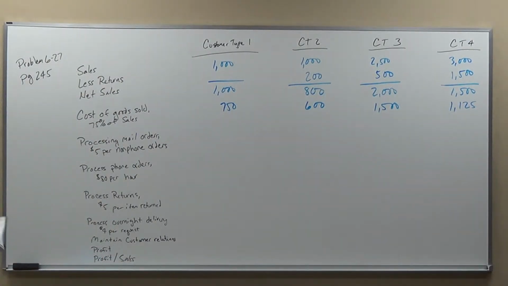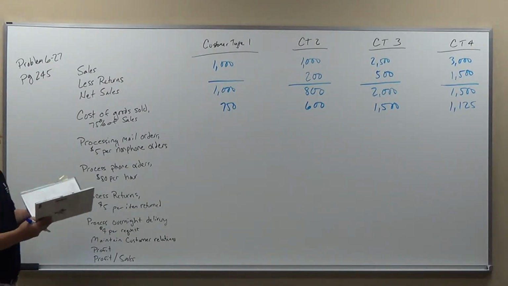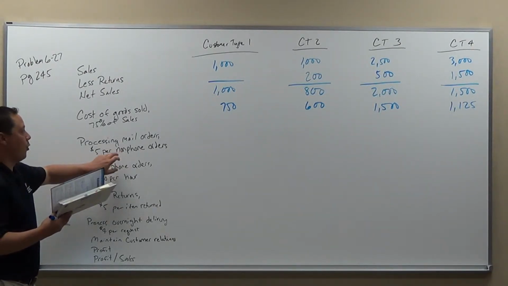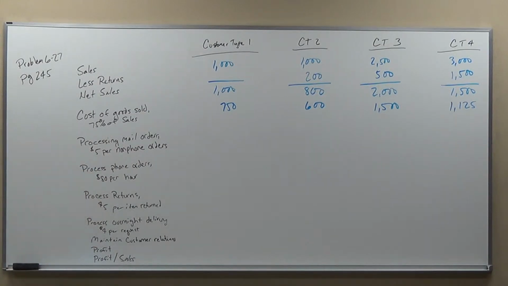All right, so now we're going to take a look at the next part here, which is processing mail orders, and there are $5 per non-phone order. So basically, the non-phone information there. So on the first one, as you can see there, time spent on phone placing orders, 0.25 of an hour. So what we're going to do there, I'm going to slide up to the other part of that. So orders per year, number of orders per year.